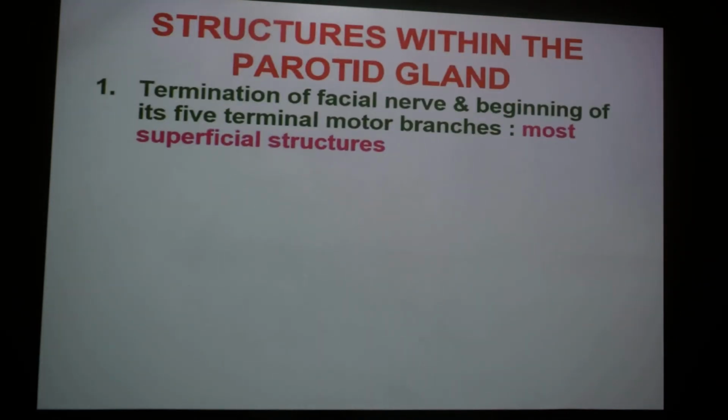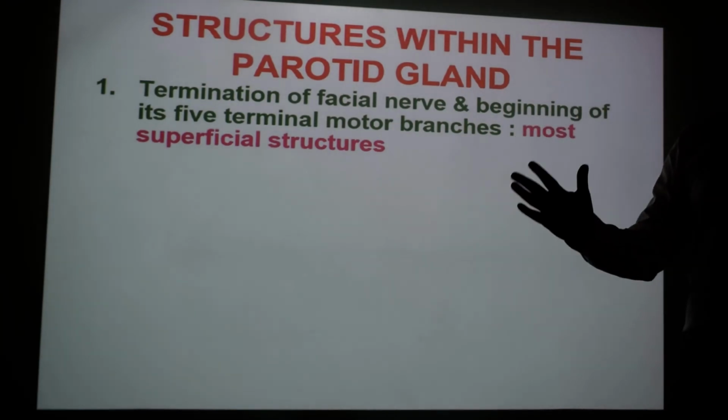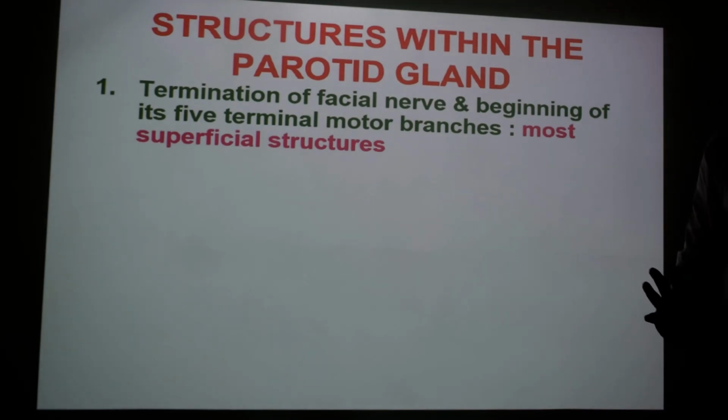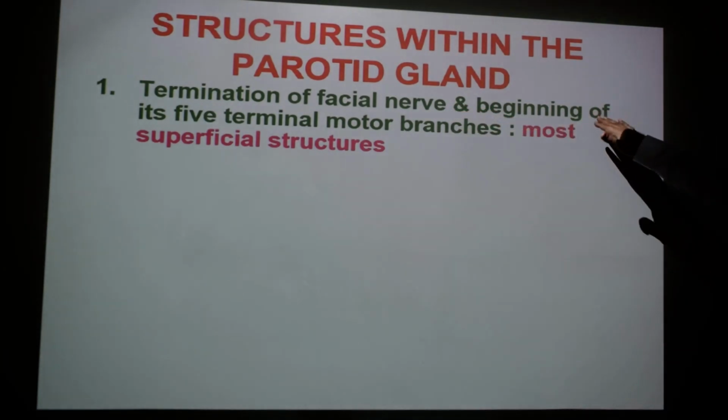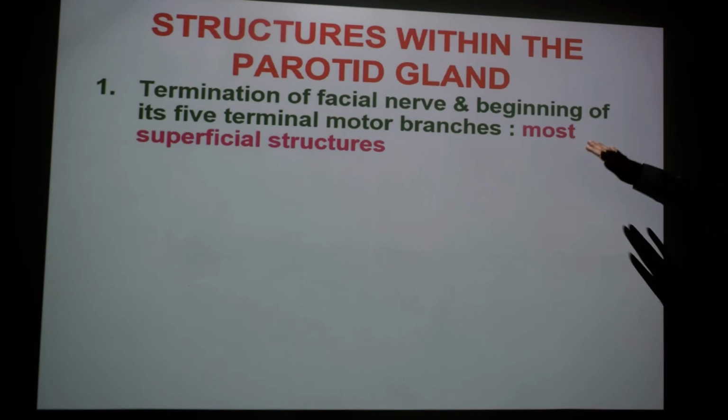Okay, now what we are going to discuss are the important structures which are going to traverse the parotid gland. We have looked at the relationships. Now we are going to see the structures which are passing through the parotid gland. The first thing, which is the most superficial within the parotid gland, is the termination of the facial nerve and the beginning of the 5 terminal motor branches: the temporal, the zygomatic, the buccal, the mandibular, and the cervical.